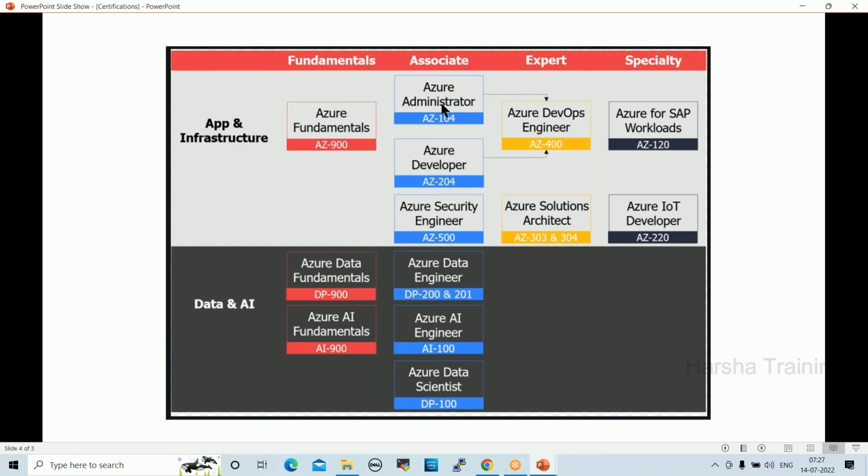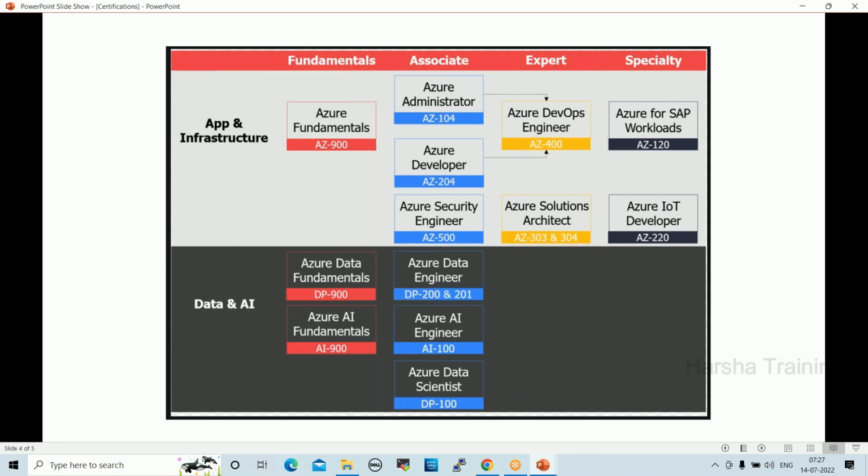AWS certification will have nearly $200 for the first paper, right? Azure certification is $100. Either AWS or Azure, only one paper you can write. No need to write both.